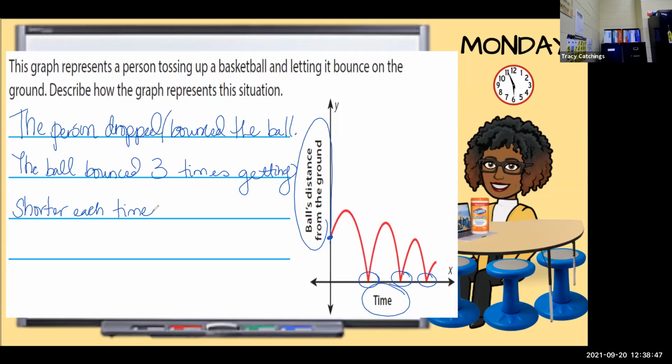It started also to do what? A little faster. So it bounced 3 times, getting shorter each time at a faster rate. We can add that in there. I think that's what the other group had. As long as we know the ball is decreasing, as long as we know it's getting shorter each time. Somebody said the person wasn't touching it anymore.